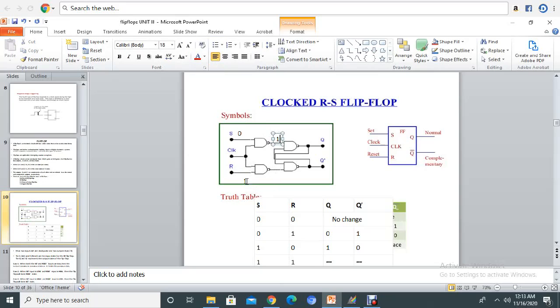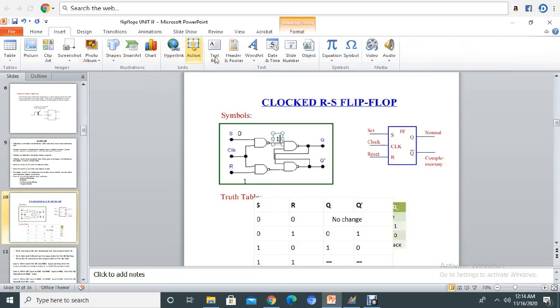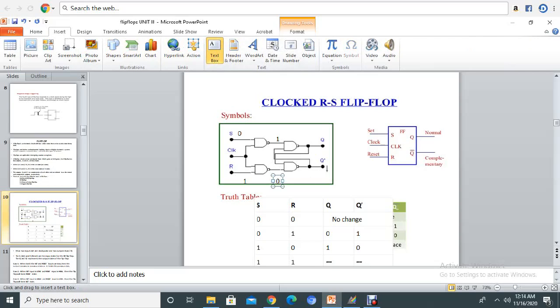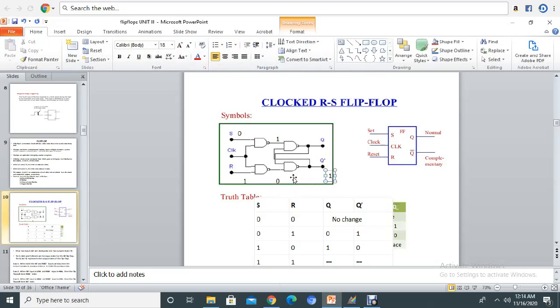Here both are 1. Now I am applying clock. So here also we have 1. So both inputs are 1, so the output of this NAND gate will be 0. Now if any one of the input is 0, then the output will be 1. So Q bar is equal to 1. This 1 is given to the second input of this NAND gate.